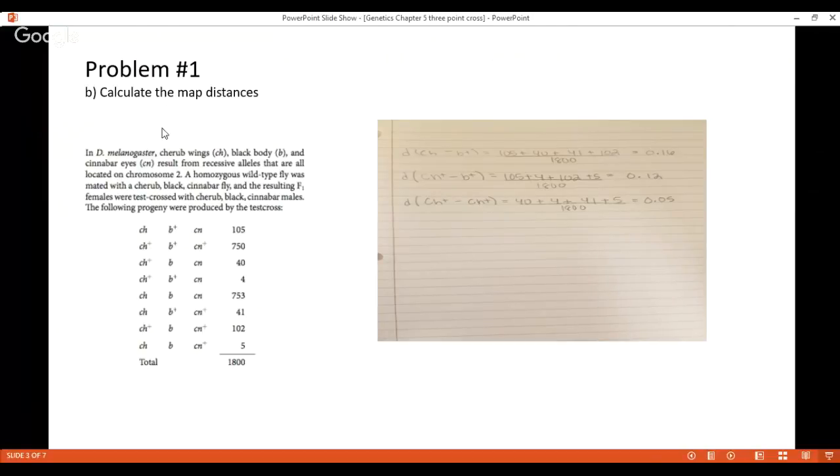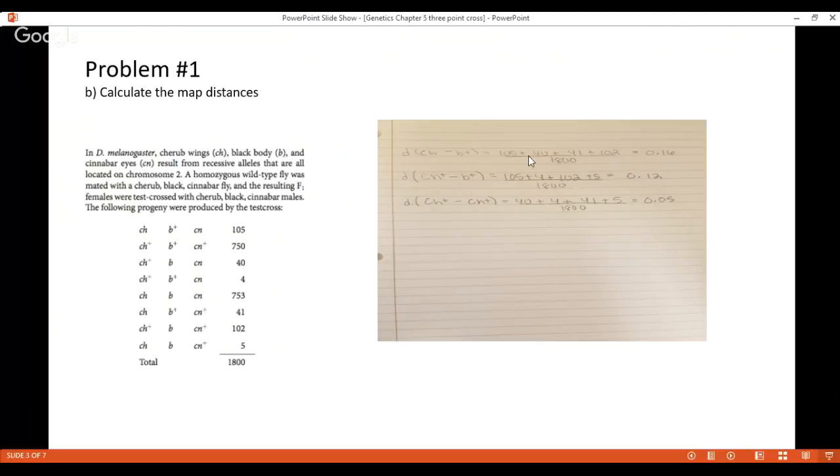Next step in problem 1, we're going to calculate the map distances. You can see here, this is just the distance between CH and B plus. So if you look down here, this is CH negative, B plus, so we're going to do 105. CH plus, B negative, we're going to do 40. CH minus, B plus, 41. And finally, CH plus, B minus, 102.